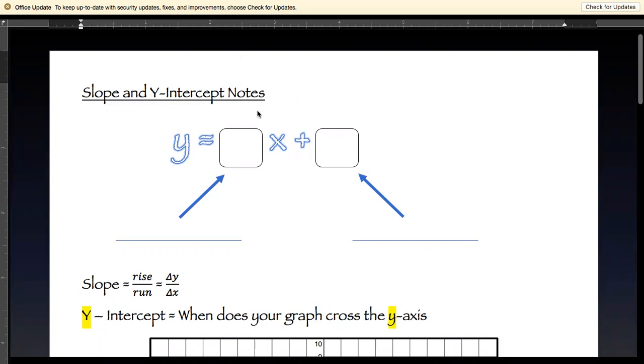So Emily already told us y equals mx plus b. This formula is a formula that you have to have ingrained into your brain. Y equals mx plus b. Hopefully that sounds familiar to every single person in here.